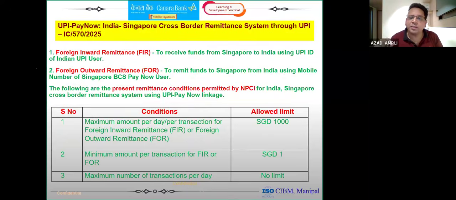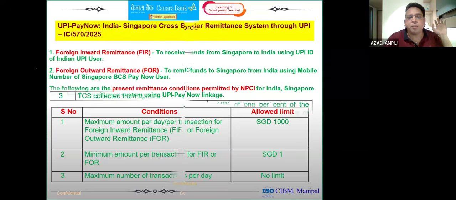Maximum amount per day, how much per transaction is? 1,000 Singapore dollars. Minimum amount, 1 Singapore dollar. And maximum number of transactions, no limit. These three things, remember, more than enough.